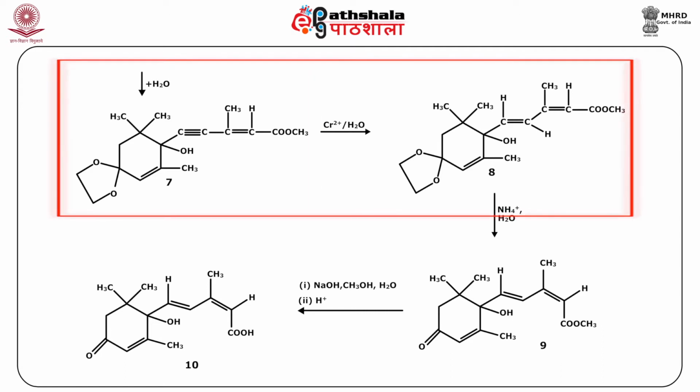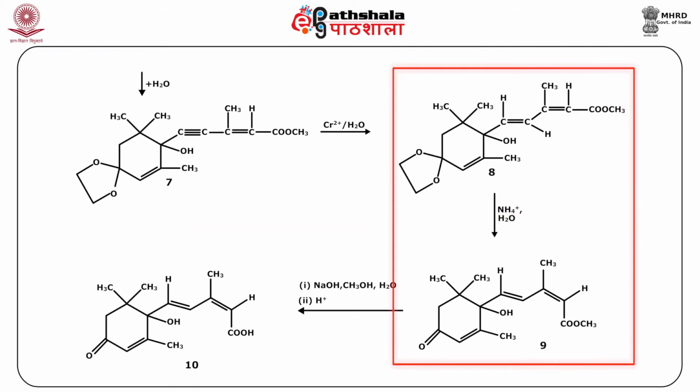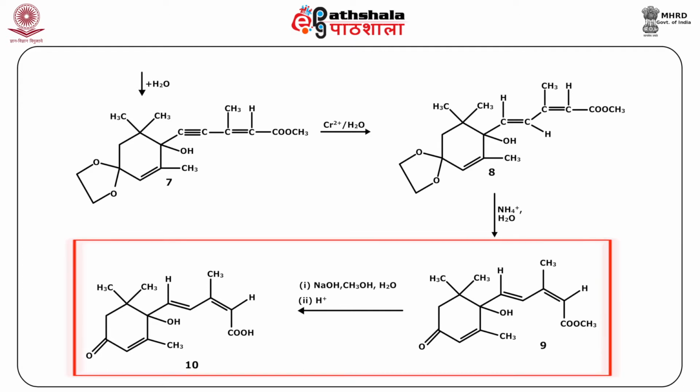This alcohol 7 is reduced to the trans alkene by using an aqueous dimethylformamide solution of chromous sulfate. The ketal group in the trans alkene is deprotected to the corresponding ketone using the ammonium ions. Saponification of the corresponding ketone followed by acidification forms the target molecule abscisic acid.